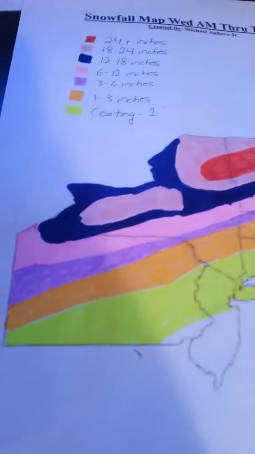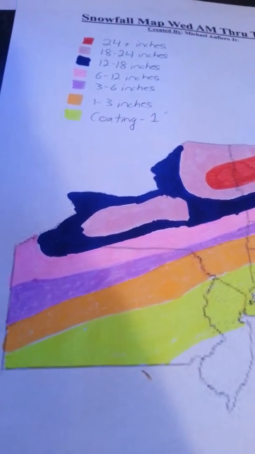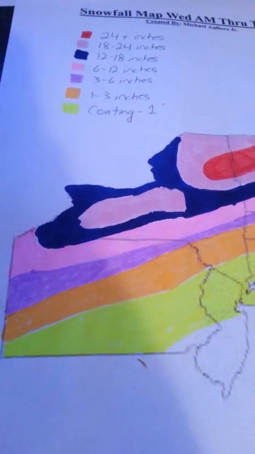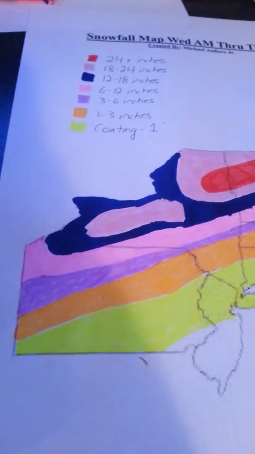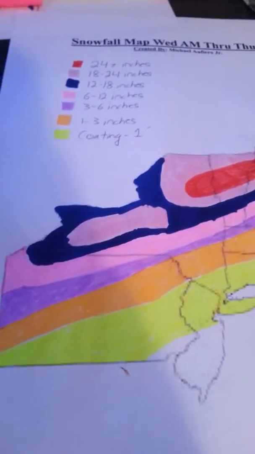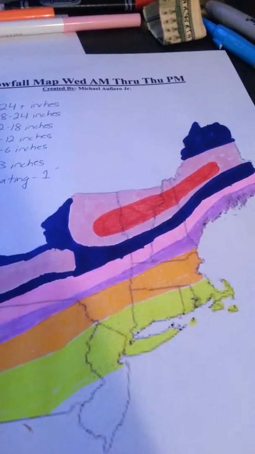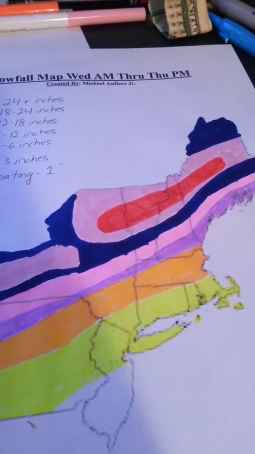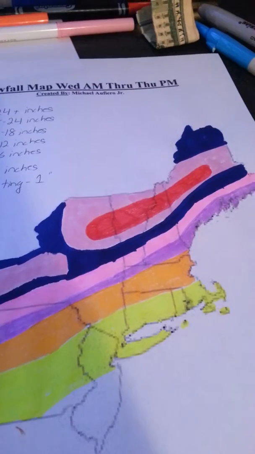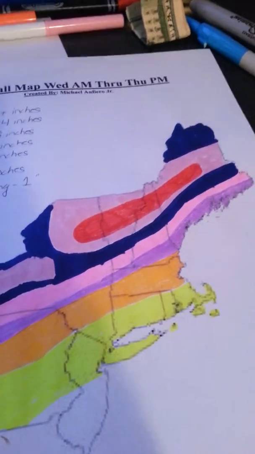Now, just north of I-80 in western Pennsylvania, actually just south of it, your 3 to 6 line is going to start. It's going to move northeast. It's going to be very narrow. It's going to pass just south of Albany. Going to go through northwestern Massachusetts, southern New Hampshire, and the coast of Maine.